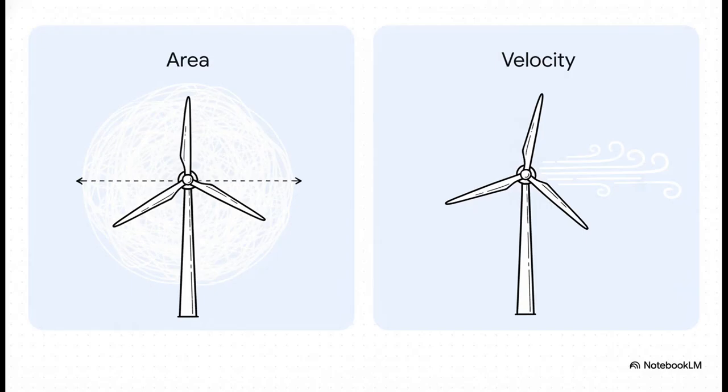So those two key players are A for area and V for velocity. Area is basically the giant circle the blades make when they spin. Engineers call it the swept area. And it's pretty obvious, right? Longer blades mean a bigger circle, which means you capture more wind. But the real superstar of this whole equation is V, the velocity, the speed of the wind.